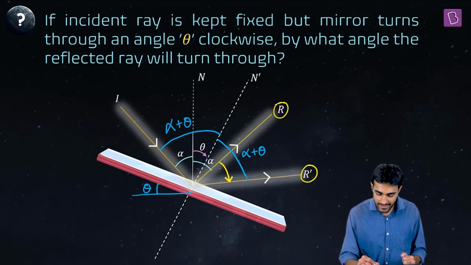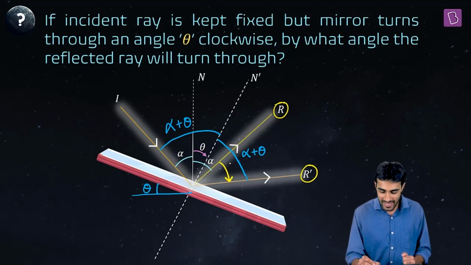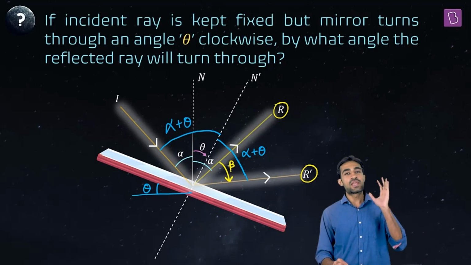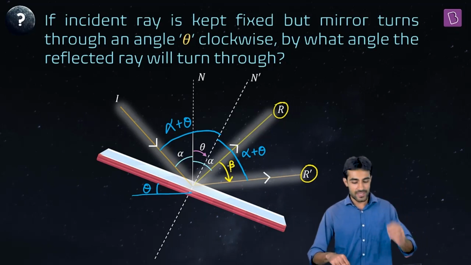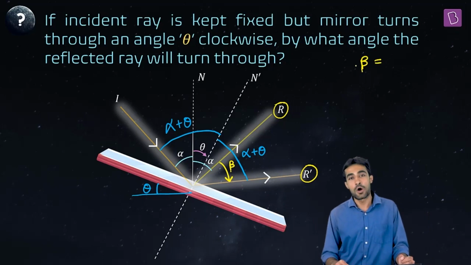You can see the angle turned is in the clockwise direction. So let the angle turned by the reflected light ray be beta. We have to calculate the value of beta. What is the value of beta? This is the question. How to find that?